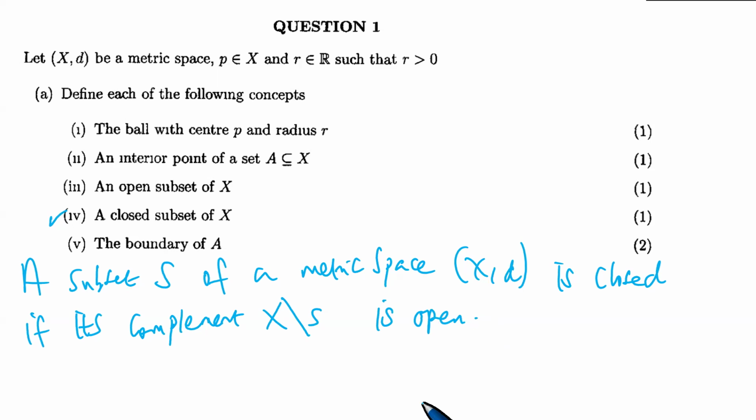What is a closed subset of a metric space? A subset S of a metric space (X, d) is closed if its complement, X minus S, is open. If the complement of the set is open, then that subset is closed. So how do you know if a subset is closed? You check the complement. If the complement is open, then the subset is closed.